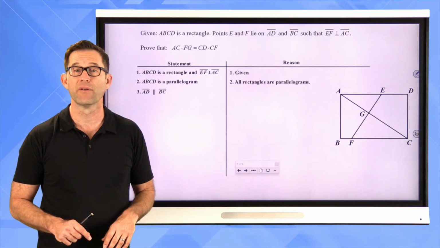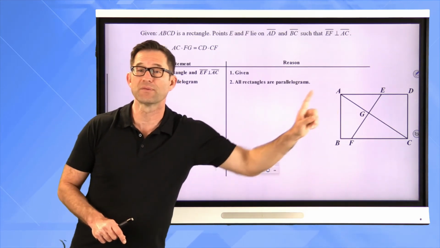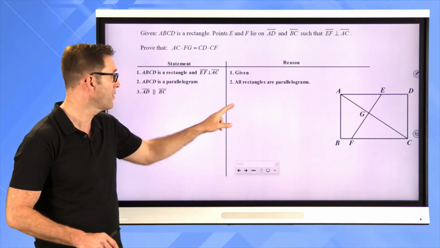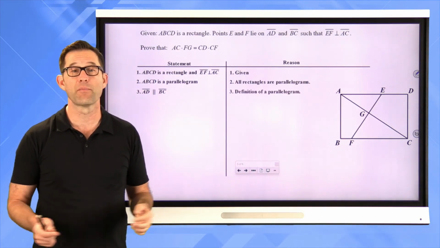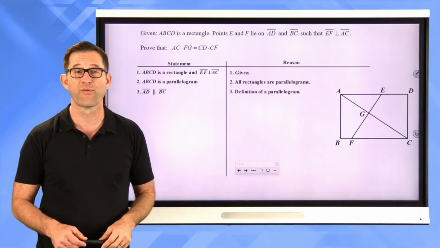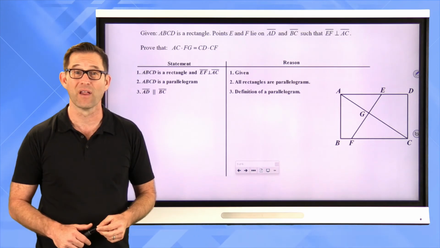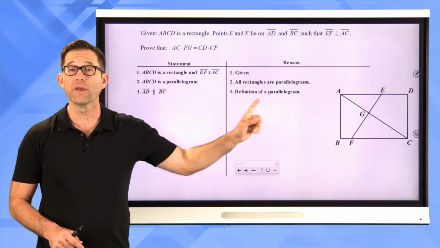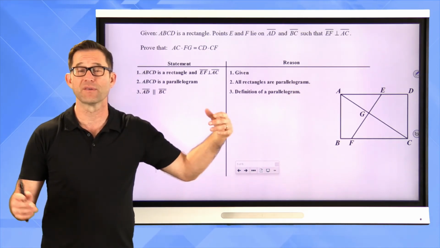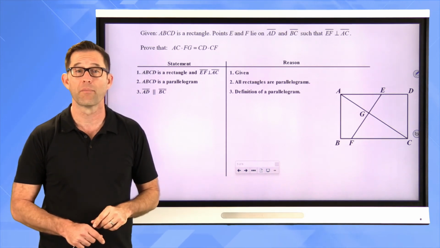AD is parallel to BC, right? That's that top side of the rectangle and bottom side of the rectangle. And that is literally the definition of a parallelogram. In other words, a parallelogram is a four-sided figure with opposite sides parallel. That's what it is. Or you could say, instead of a definition of a parallelogram, opposite sides of a parallelogram are parallel.